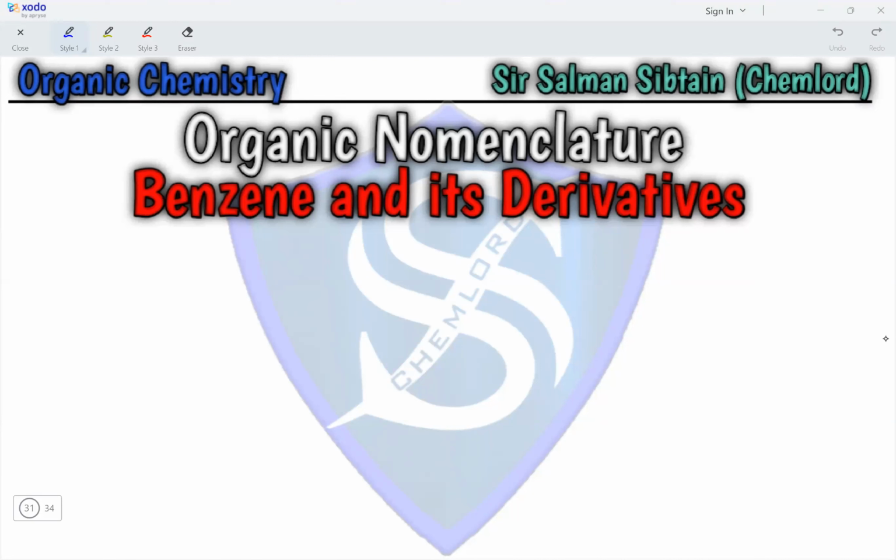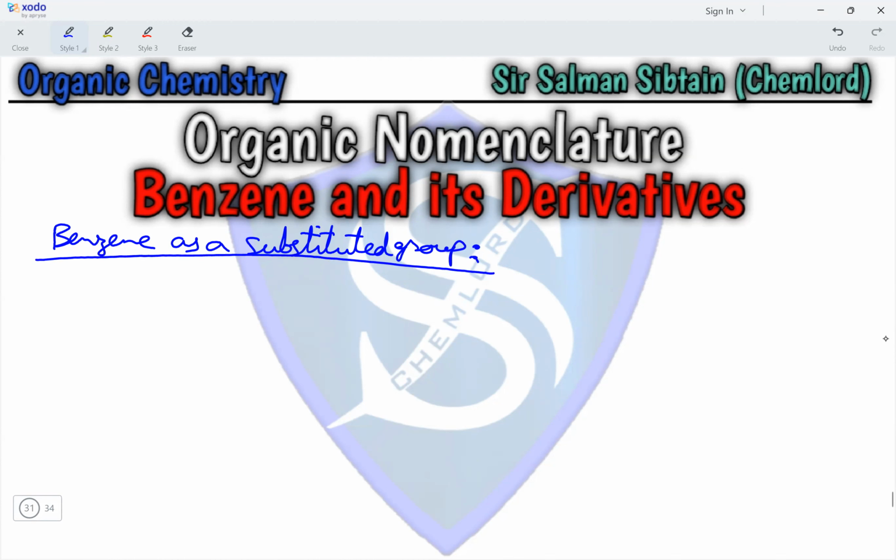If substitutions take place on the benzene molecule, then we call the parent compound benzene. But if benzene is present as a substitute group on another organic molecule in which a different functional group is present, then benzene acts as a substitute group. So now we're going to look at benzene as a substituted group. And we need to remember that benzene as a substitute group will be called phenyl.